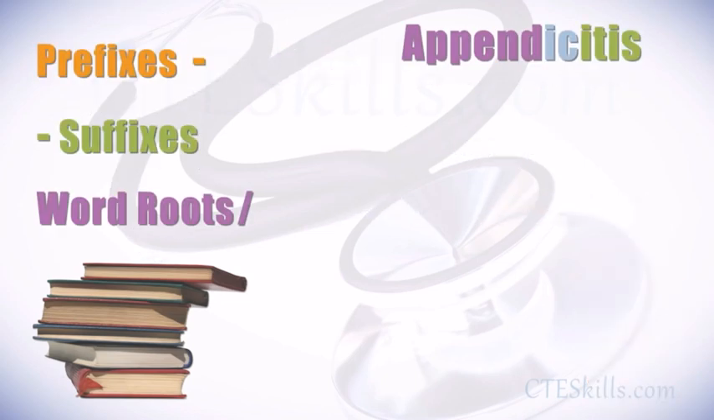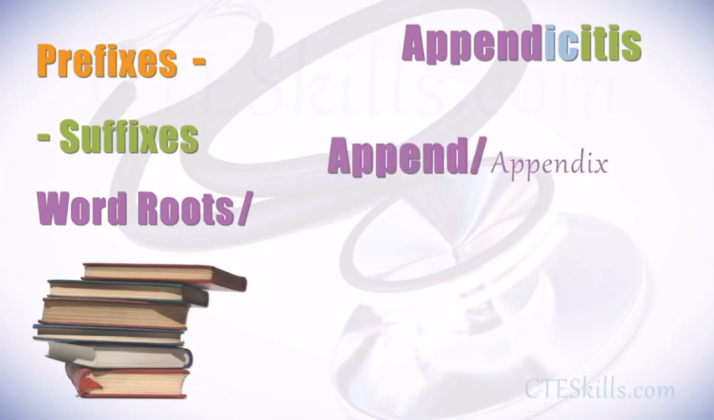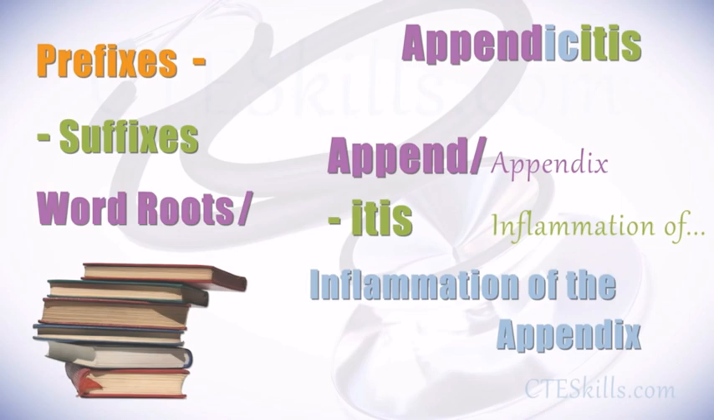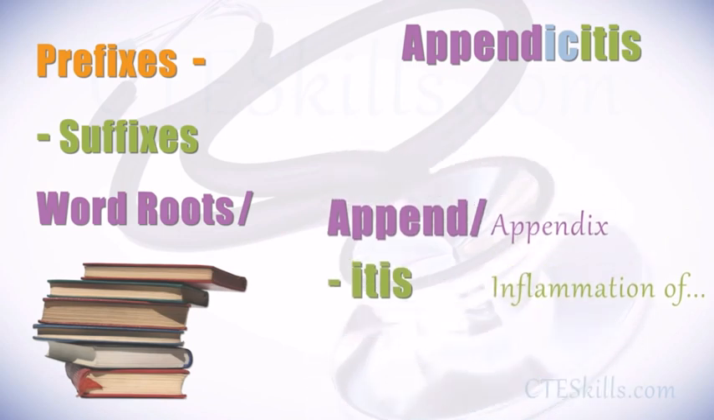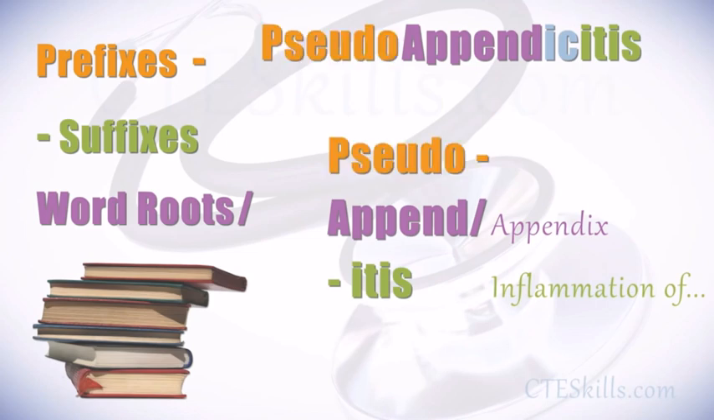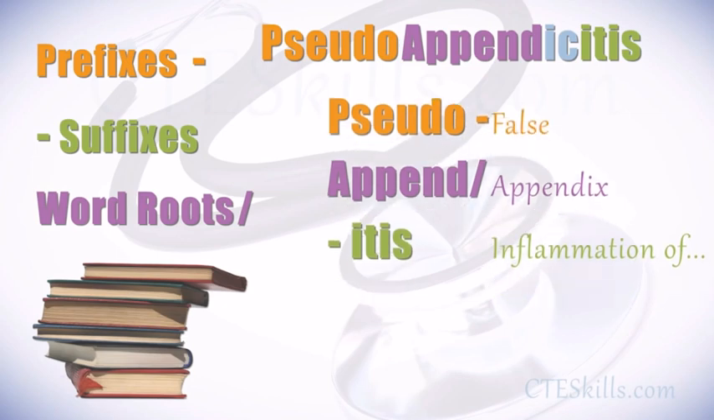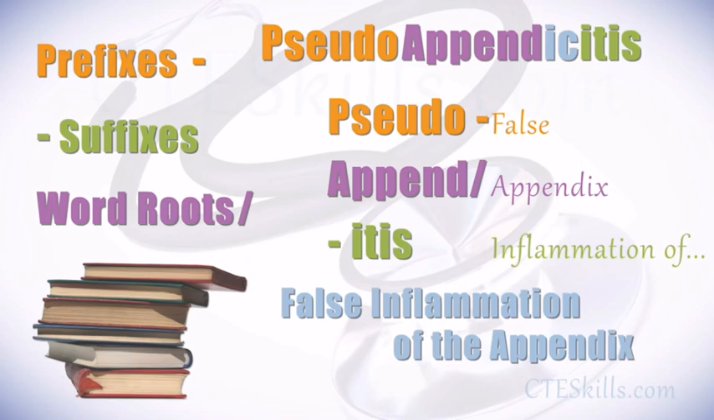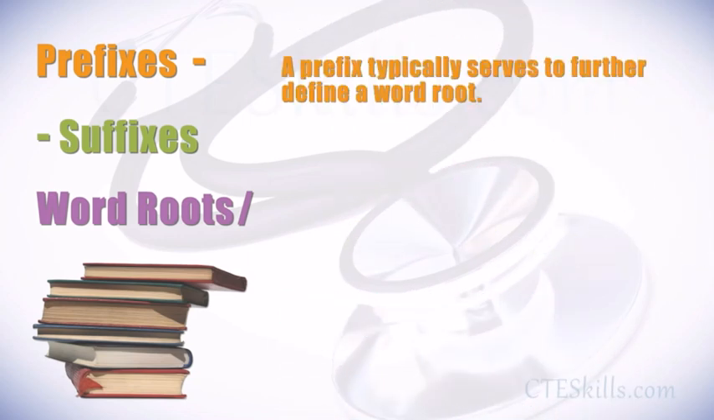Let's take a look at another example. Appendicitis. Our word root is append, which is the appendix. The suffix is itis, meaning inflammation of. Appendicitis is the inflammation of the appendix. If you add the prefix pseudo to appendicitis, you get the word pseudoappendicitis. Pseudo means false. Pseudoappendicitis is a false inflammation of the appendix. The prefix typically serves to further define a word root.